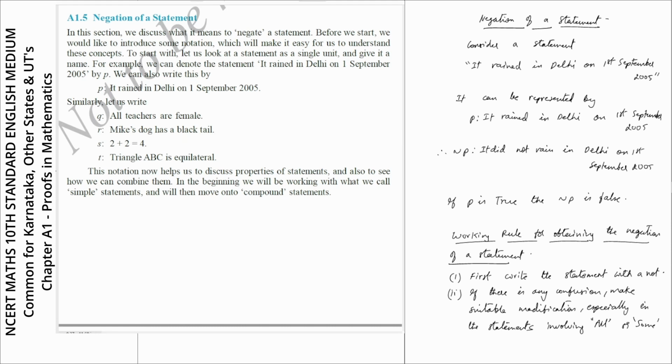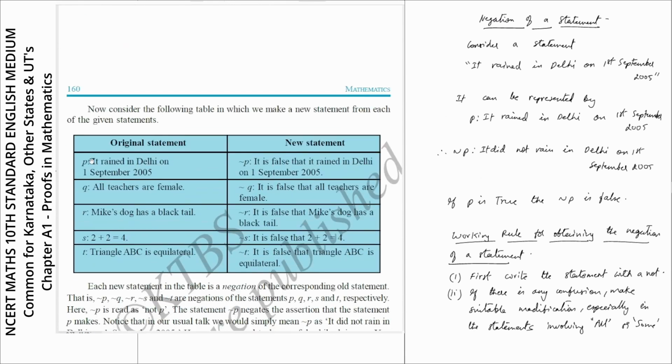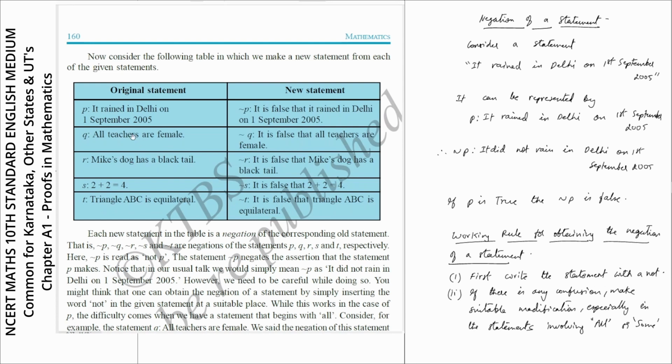Now, can we give a negative statement for all these statements? Yes, we can. It rained in Delhi on 1st September 2005 is the given statement. When we negate this statement, that is represented by not P. If P is the statement, then the negation of that statement will be not P. The negation of this statement is: it did not rain in Delhi on 1st September 2005.